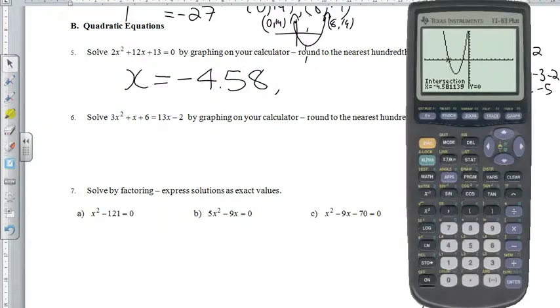Comma. And I want the second one. So, second calc, intersect. I'm going to move along the straight line because it's faster. And hit enter 1, 2, 3. And negative 1.42.